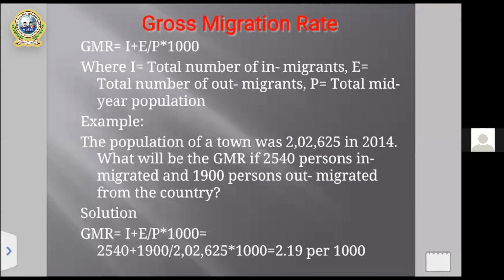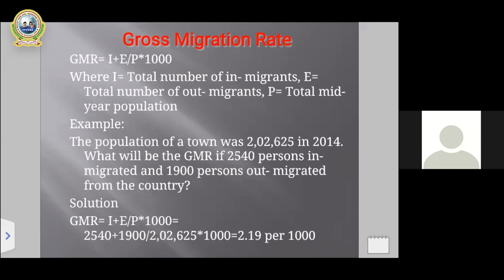What is the formula of net migration rate? Sir, net migration rate is the total number of immigrants minus the total number of out-migrants divided by the total media population, multiplied by 1,000. Okay, very good.